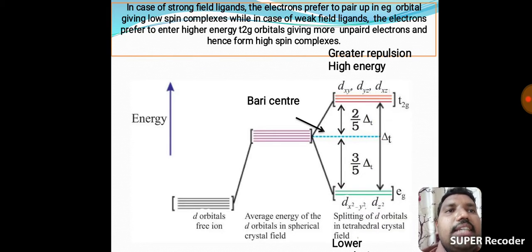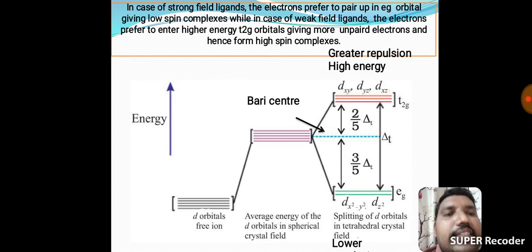See, in the case of strong field ligand, the electrons prefer to pair up in the t2g orbitals, giving low spin complexes. While in case of weak field ligand, we already know the spectrochemical series from the previous video, the electrons prefer to enter the higher energy eg orbitals, giving more unpaired electrons and hence form high spin complexes. See the tetrahedral geometry diagram.